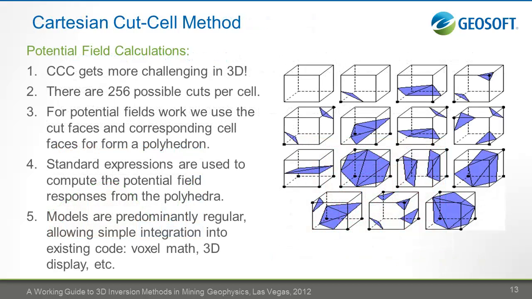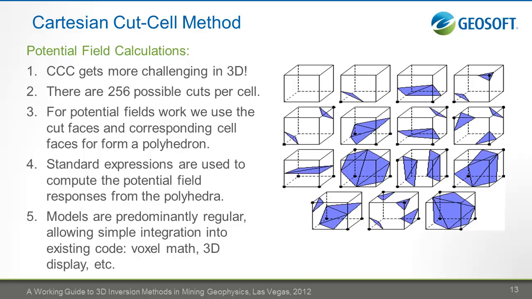I've shown you how it works in 2 dimensions. Obviously in 3 dimensions it becomes numerically more challenging, although in principle no different. There are 256 ways to cut through a voxel element if you allow 1 cut per edge. And for potential field work we use the cut faces and the corresponding cell faces to form a polyhedron, and then we calculate the geophysical response from that polyhedron.